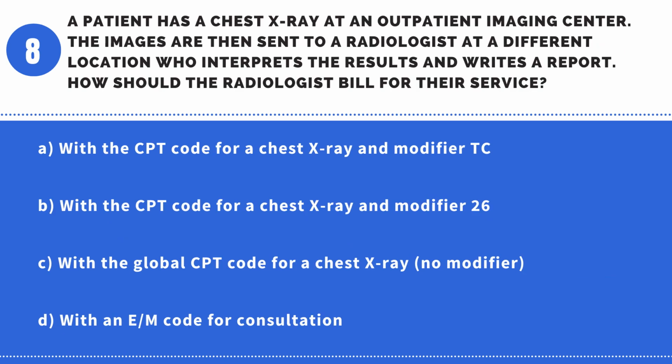Question 8. A patient has a chest X-ray at an outpatient imaging center. The images are then sent to a radiologist at a different location who interprets the results and writes a report. How should the radiologist bill for their service? A. With the CPT code for a chest X-ray and modifier TC. B. With the CPT code for a chest X-ray and modifier 26. C. With the global CPT code for a chest X-ray, no modifier. D. With an E/M code for consultation.